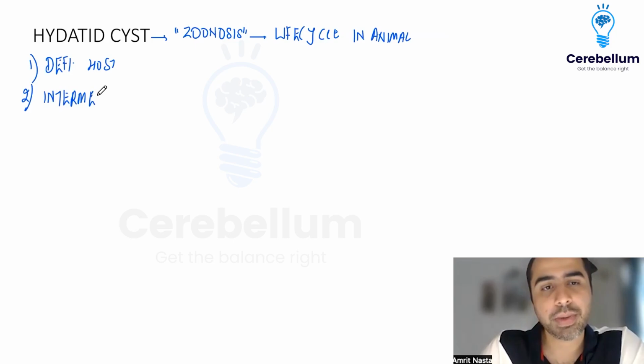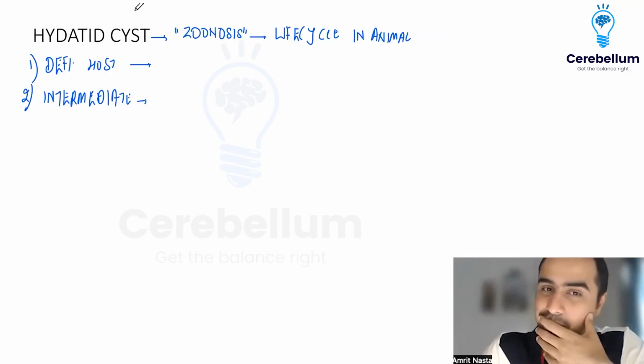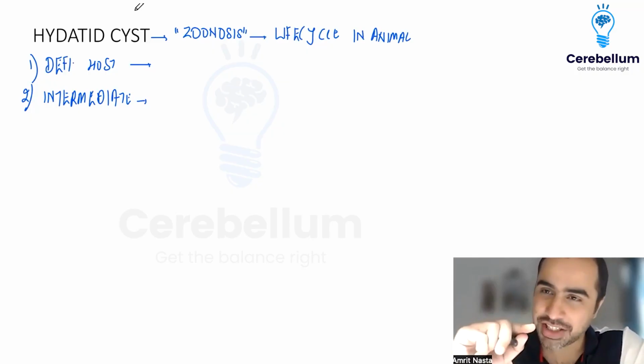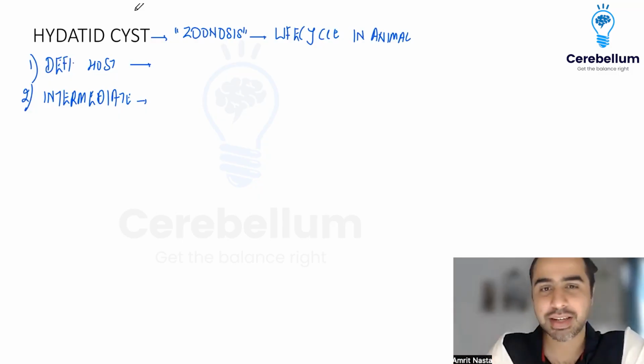What does definitive host mean? And what does intermediate host mean? What is the meaning of these words? Who's definitive, who's intermediate? The one in which the reproductive phase happens. Yeah, reproductive phase is the definitive host, which is going to be dogs. And the intermediate host is sheep.